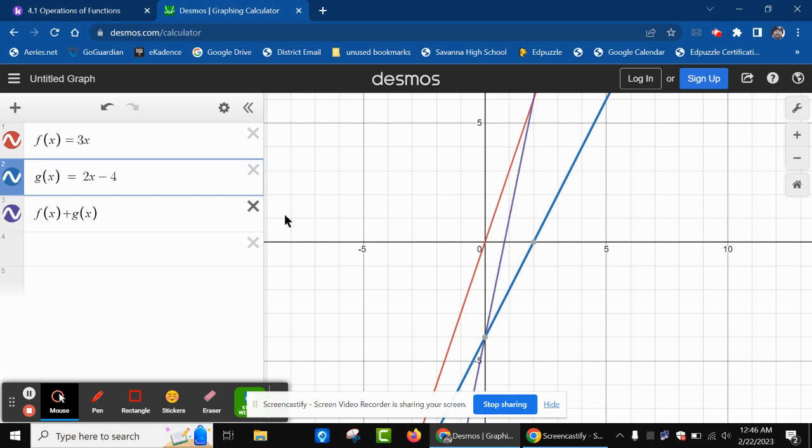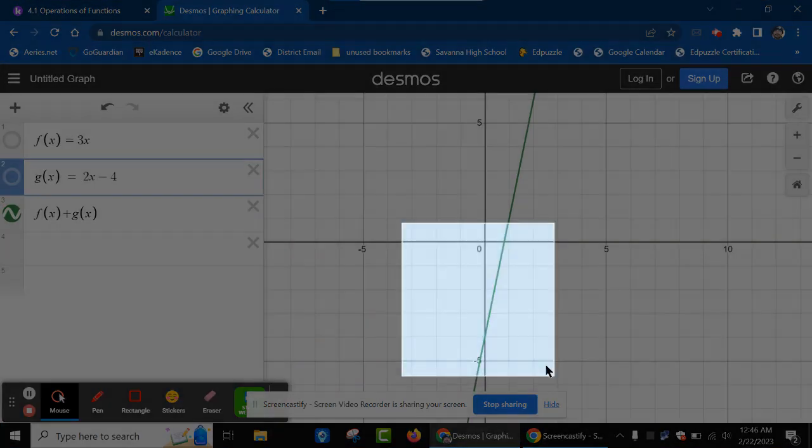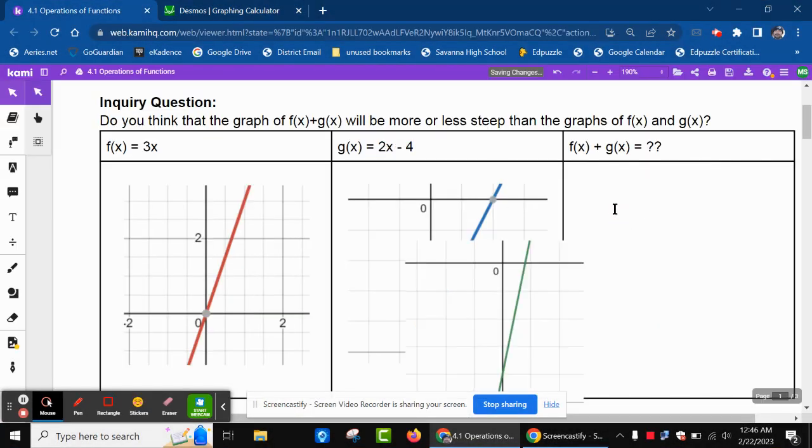Well, here it is. And if you notice, it's quite steep. We can change this color a little bit if we want. Let's change it to green. So red plus blue will equal this green line. We notice that it has the same intercept right there, but the slope is quite different. So why don't we turn these off and put it right here.